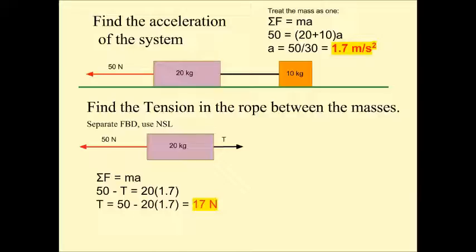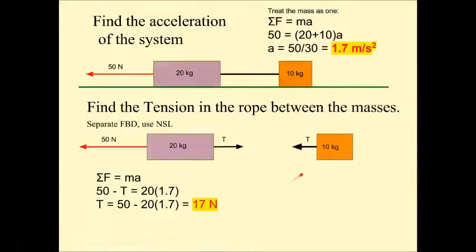We do a little algebra. We move the tension over to make it positive, and subtract the other term from the 50. So it's 50 minus the 20 times 1.7. That comes out to 17 newtons of tension between the two.